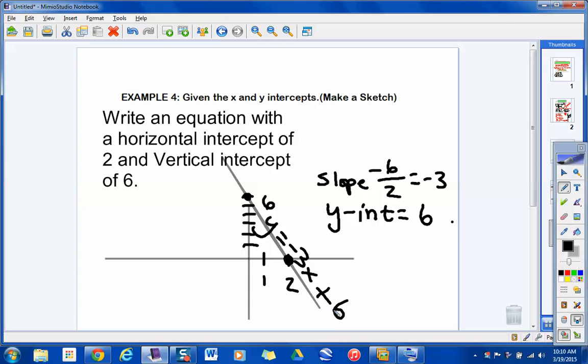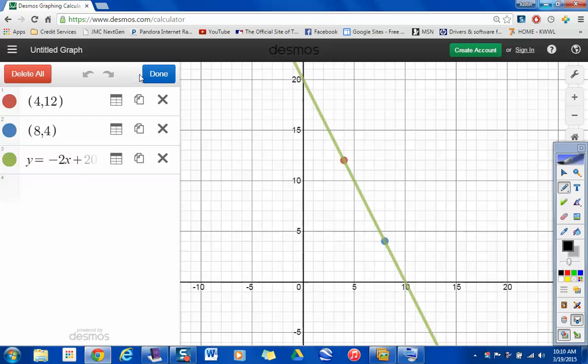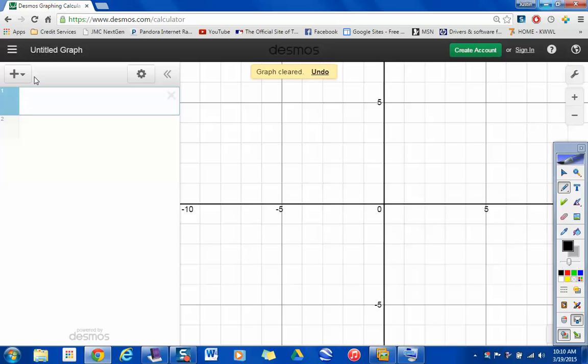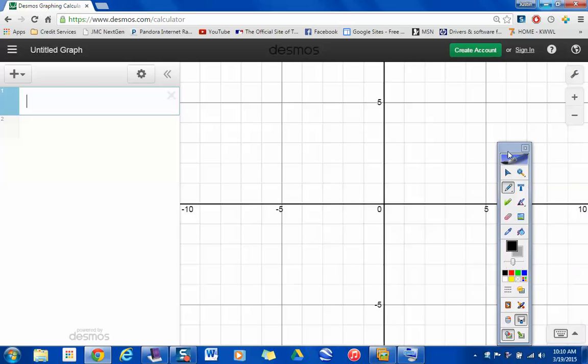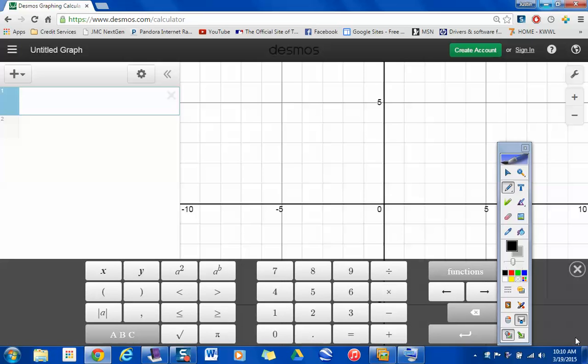There it is. Okay? So looking at this graphically on Desmos, how do I know I'm right? Well, what am I going to type in here, guys? So let's do that. I'm going to go into here. I'm going to clear this stuff out. Carrie, will you read the equation to me one more time? Y equals what again? -3x plus 6. Okay. Y equals -3x plus 6.